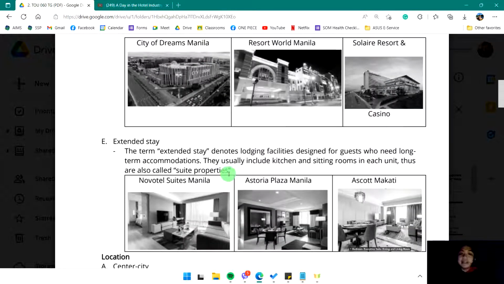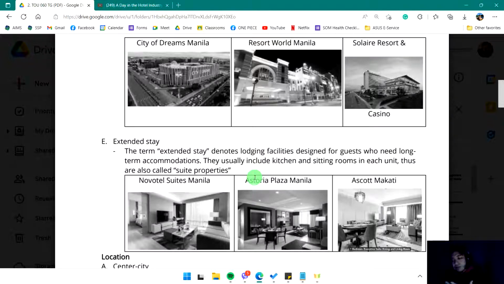Next, we have here the extended stay. So, tatandaan nyo these types of, we are currently categorizing the types of accommodation based on their functions, based doon sa primary objective ng hotel na yon. And we have here the extended stay. So, based from the term itself, these types of hotel are really for the accommodations.